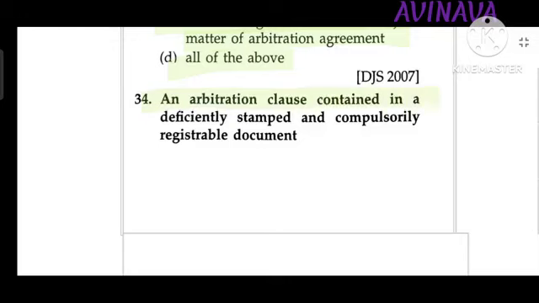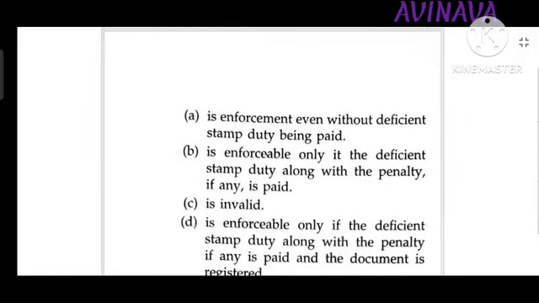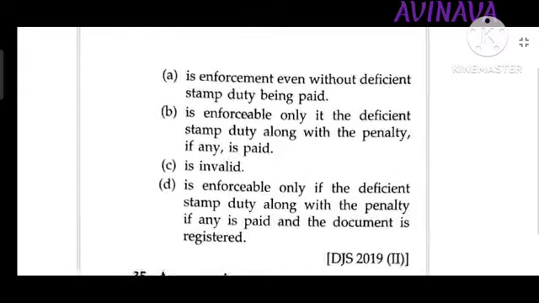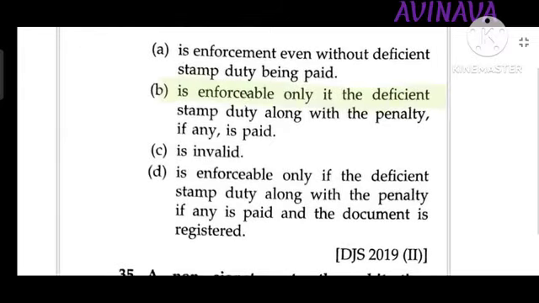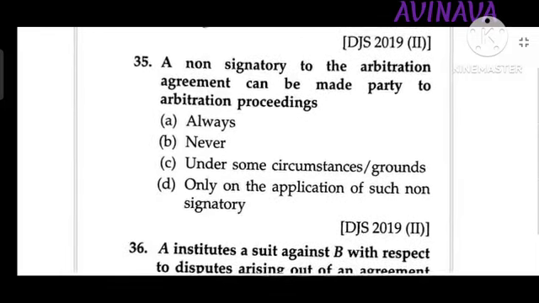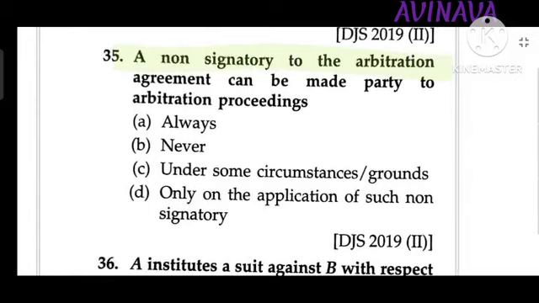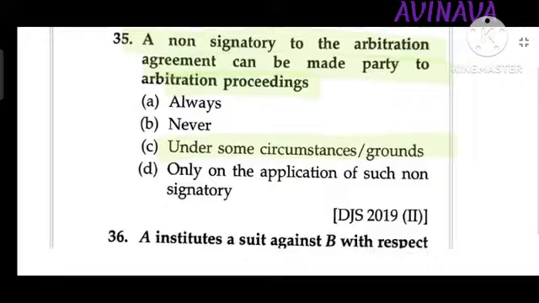An arbitration clause contained in a deficiently stamped and compulsorily registrable document will be enforceable only if the deficient stamp duty, along with the penalty if any, is paid. A non-signatory to an arbitration agreement can be made a party to arbitration proceedings under some circumstances.